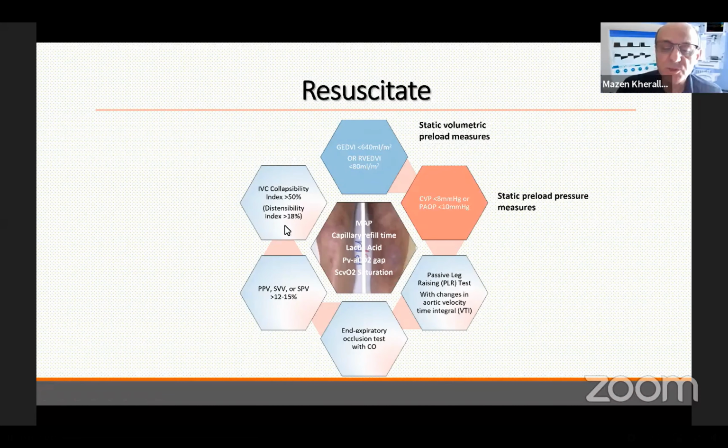But you need to have a dynamic measure for fluid responsiveness. And I'm not going to go through the details of this because that would be another lecture actually, but we can use the passive leg raising, and that's what I prefer. But with this, you need to identify a change in the stroke volume. You can use any method, but what I do is a VTI, if you know how to do it on the ultrasound, and if you have the ultrasound with Doppler capability. Then you can do the end expiratory occlusion test and measure the cardiac output. Stroke volume variation, systolic pressure variation or pulse pressure variation above 12%, and then IVC collapsibility if the patient is not on the ventilator. We call it distensibility if the patient is on the ventilator.